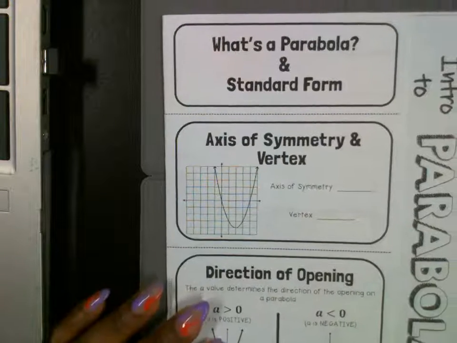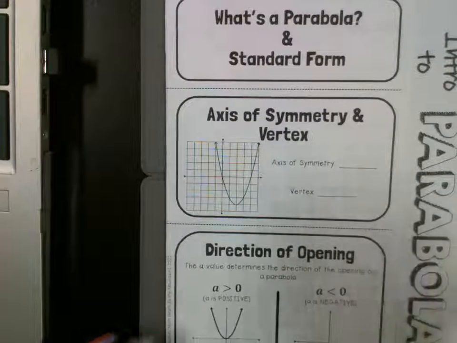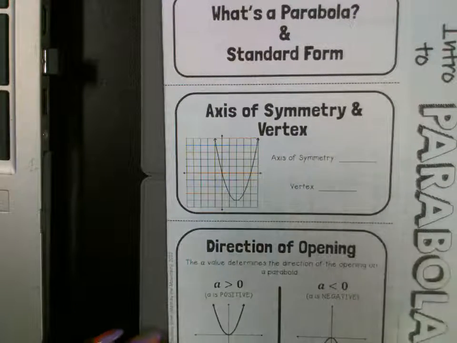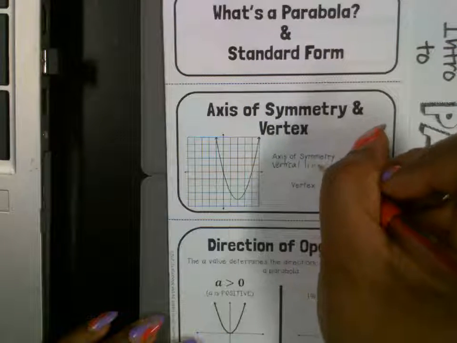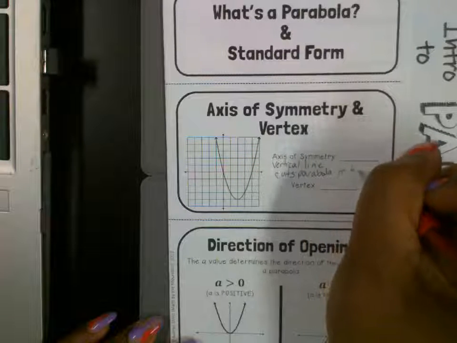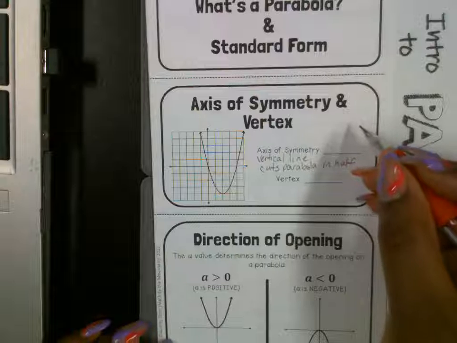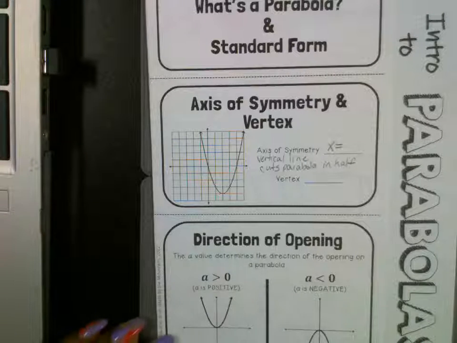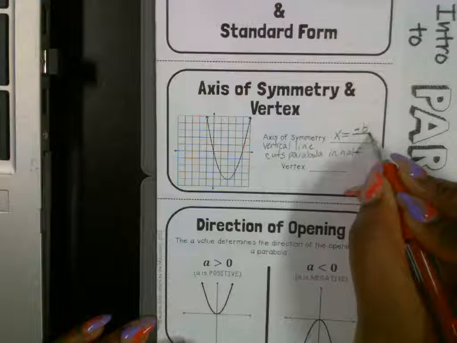All right, here we go. Okay, so axis of symmetry. Your axis of symmetry is actually a vertical line that cuts the parabola in half. The formula for the axis of symmetry is x, of course, because it's a vertical line. So the equation for it is x is equal to negative b over 2a.